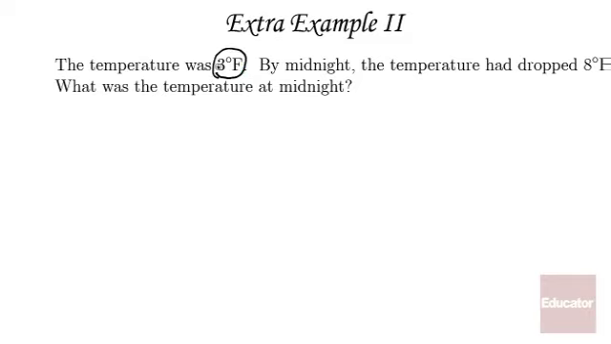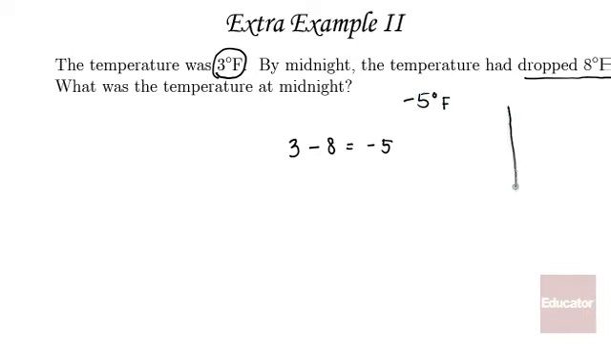When we started measuring, it was 3 degrees Fahrenheit, so that's a positive 3. By midnight, the temperature had dropped 8 degrees Fahrenheit. Dropping means moving downwards on the thermometer, so that would be represented by negative 8. 3 minus 8 is negative 5. So the temperature at midnight is negative 5 degrees Fahrenheit.